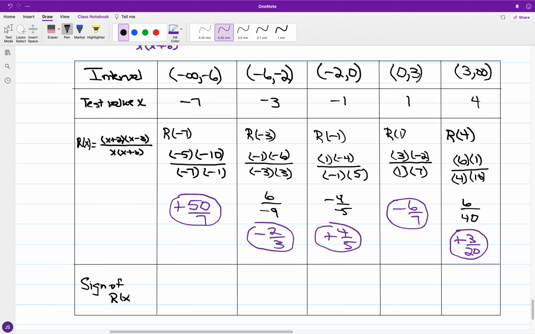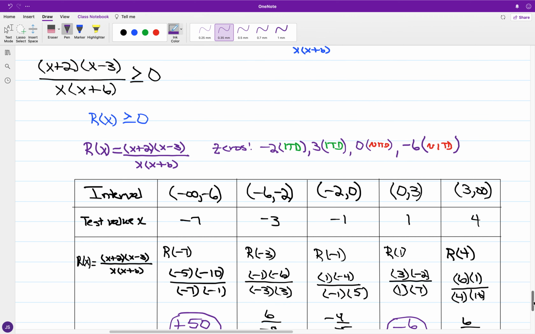So for the sign of r of x, for values of x less than negative 6, we have a positive output. So we have r of x is greater than 0. Next we have a negative. So we have r of x is less than 0. Next we have a positive. So r of x is greater than 0. Next we have a negative. So we're in the pattern where we have alternating positive and negative values once again.